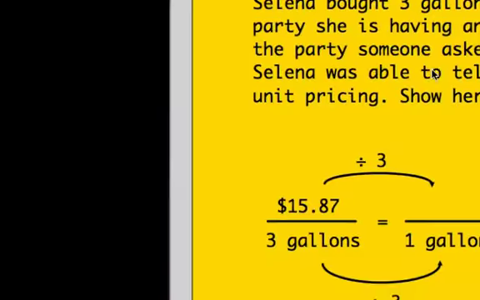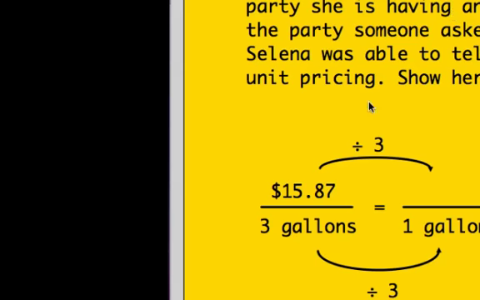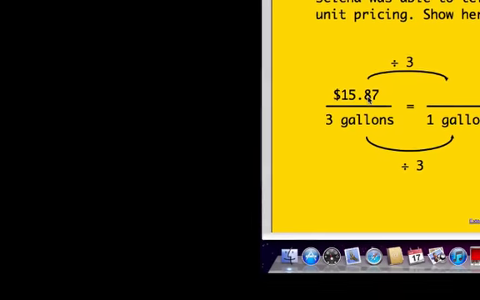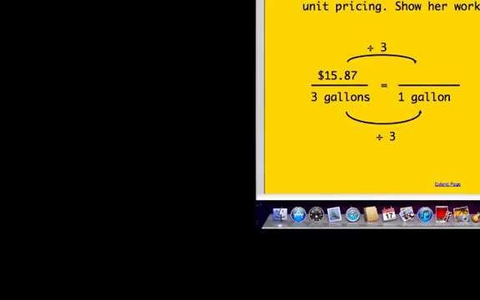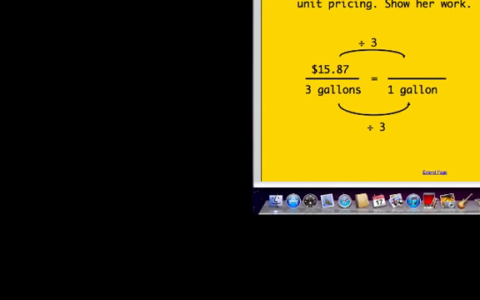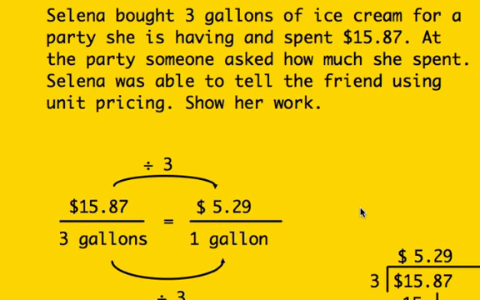So, what Selena did, pretty similar to the last problem we had. She had $15.87 for 3 gallons, and we know to get this to be divided by 1 unit, we would divide by 3 on the bottom here, and you're going to do the same thing to $15.87. So when you divide this by 3, what you'll end up getting is $5.29. So we can actually put that right over here, and we now know that the rate, the unit price, is $5.29.